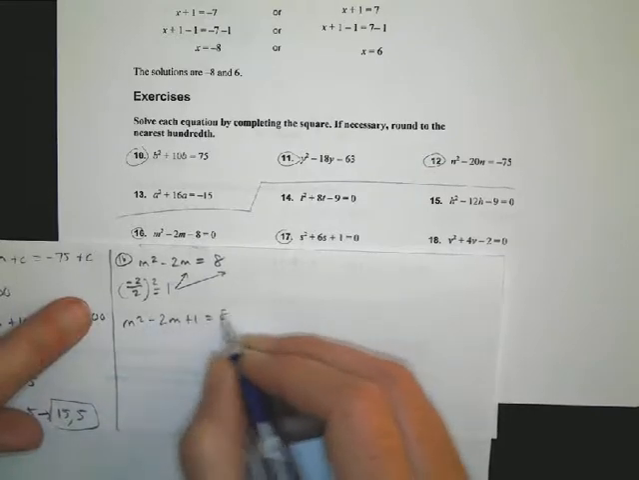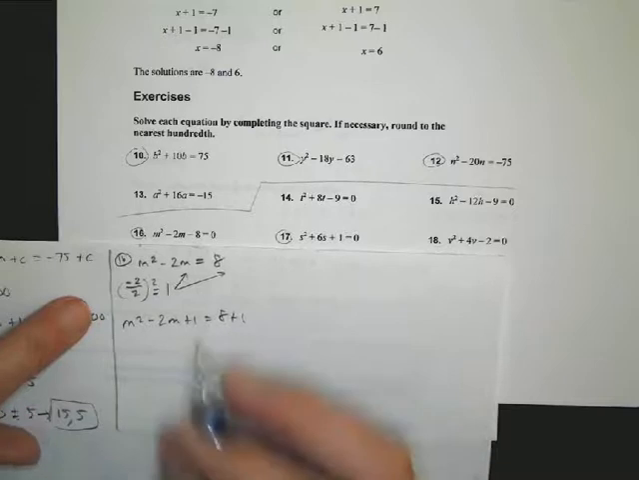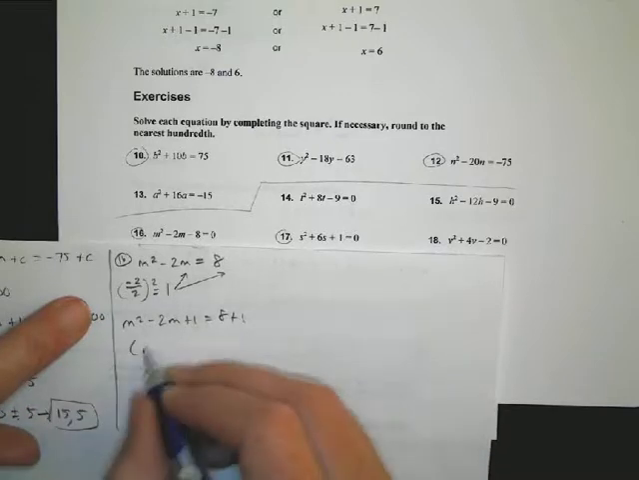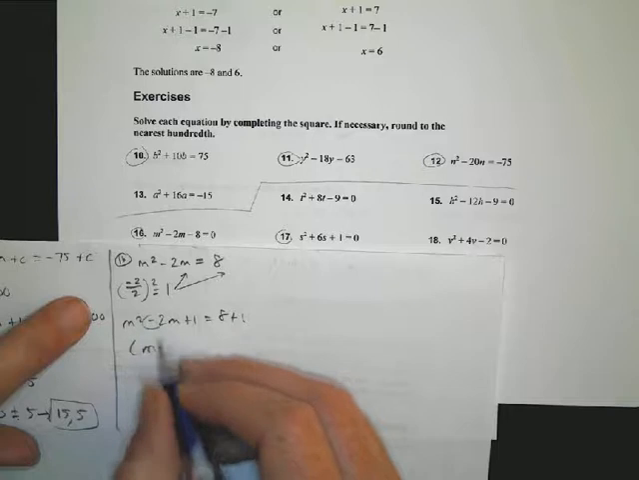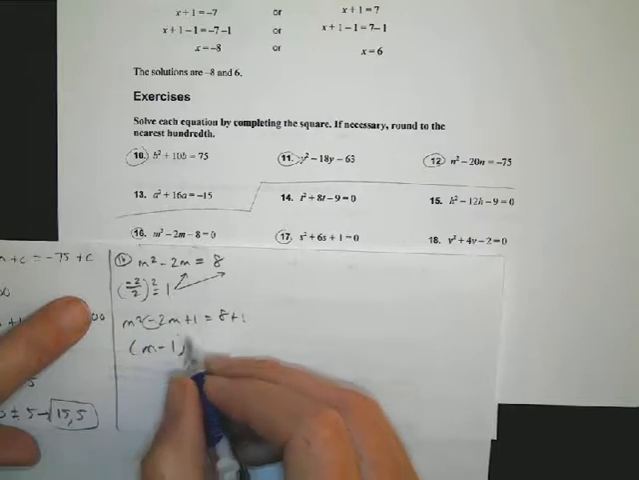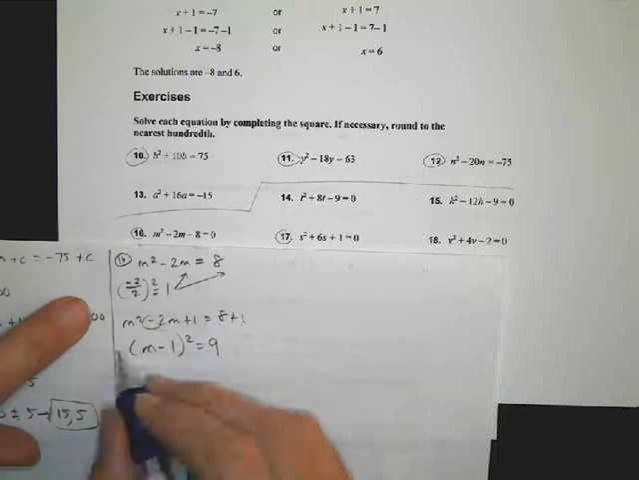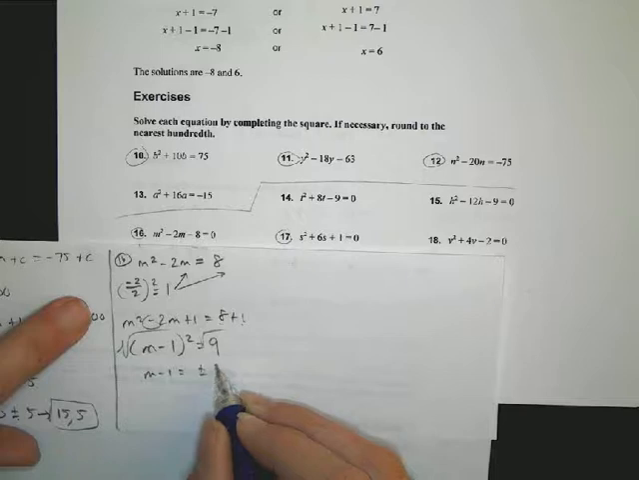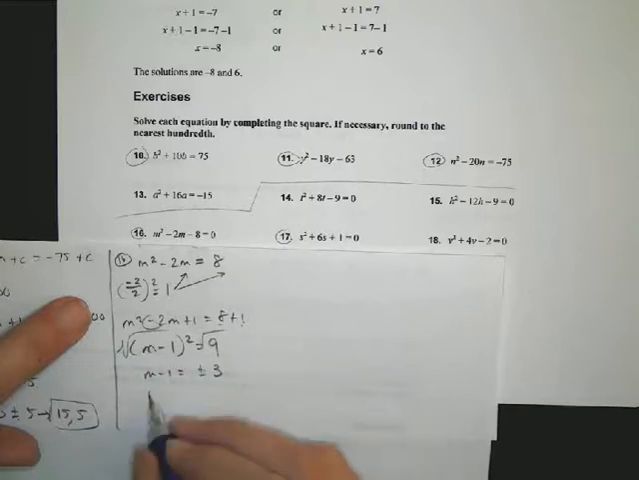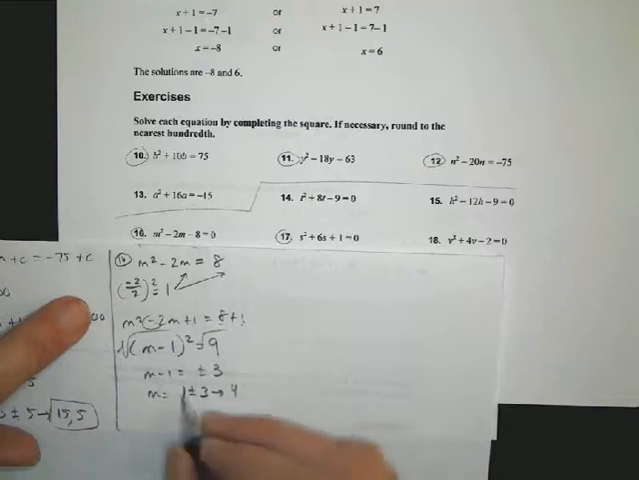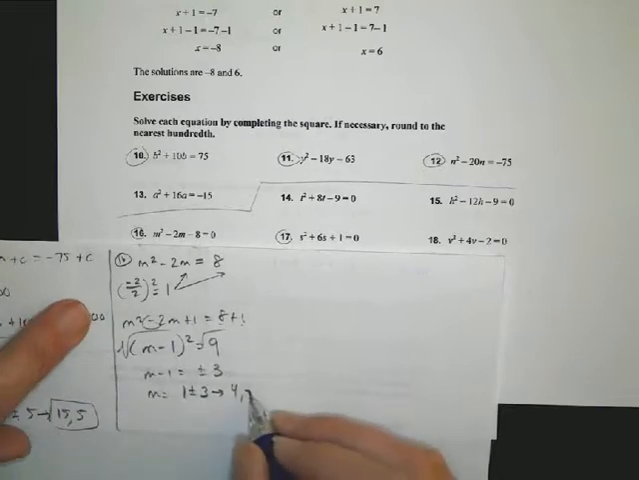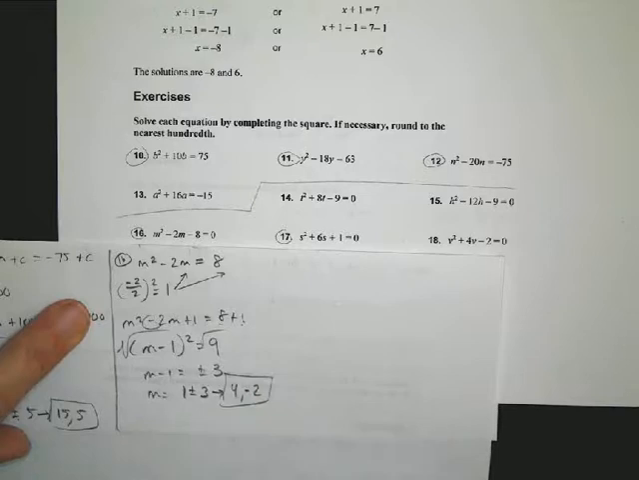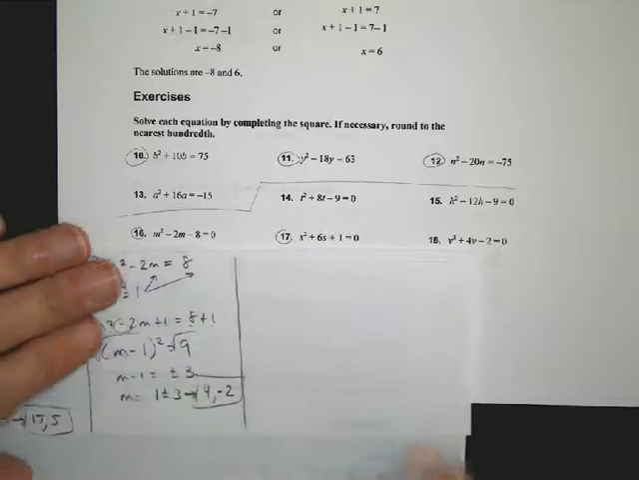So m squared minus 2m plus 1 equals 8 plus 1 is what we're doing here. So this becomes m minus 1 squared equals 8 plus 1 is 9. Square root of both sides. m minus 1 equals plus or minus square root of 9 is 3. We add 1 to both sides, so m equals 1 plus or minus 3. Or 1 plus 3 is 4, 1 minus 3 is negative 2. And those become my two solutions for number 16.